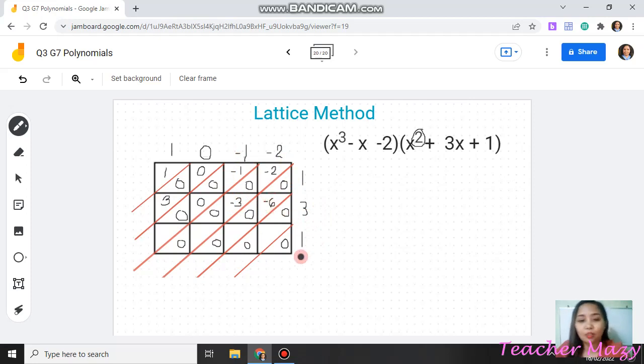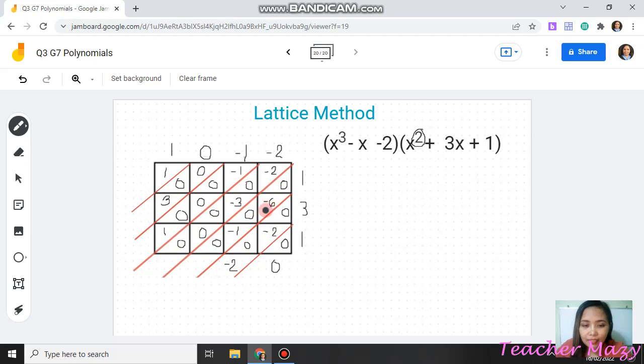Next, the last row. 1 times 1, that is 1. 0 times 1 is 0. Negative 1 times 1 is negative 1. And negative 2 times 1 is equal to negative 2. Okay, now let's get the sum of the entries for each diagonal. Let's begin with this corner, that is 0. Next is negative 2 plus zeros, that is negative 2.